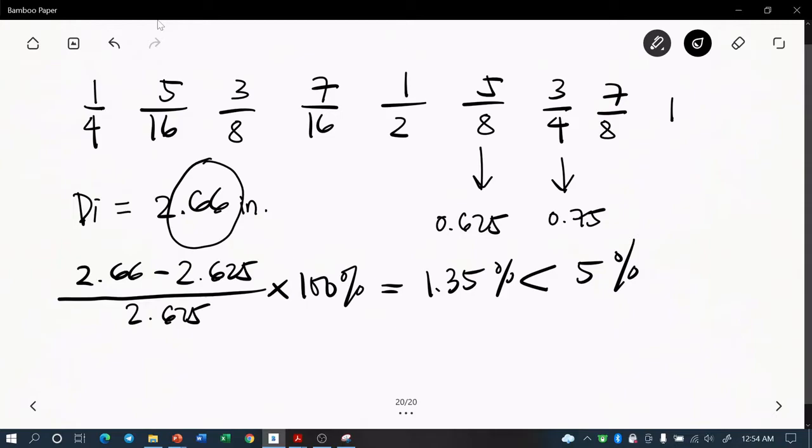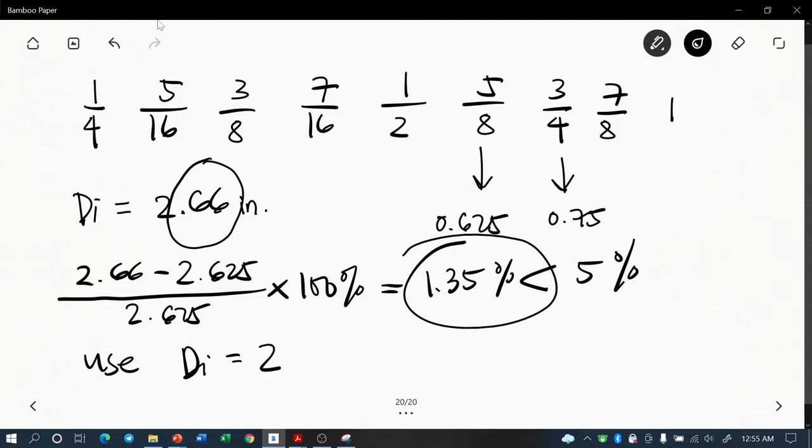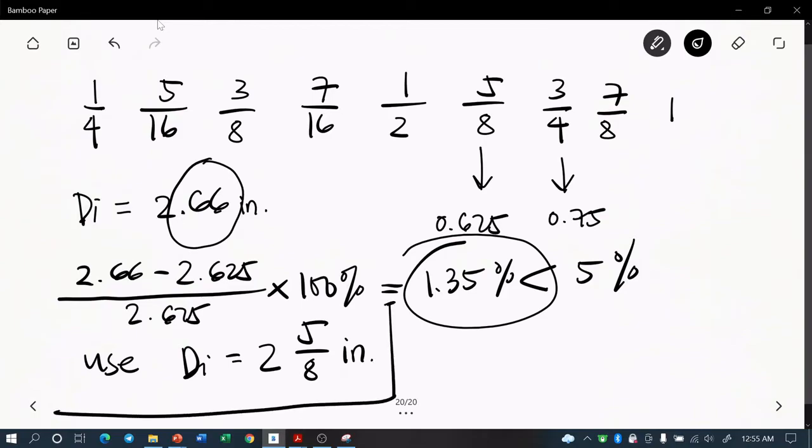So here our apparent computed percent difference is 1.35%, and this is obviously lower than 5%, so we're going to use the standard size of d sub I equal to 2 and 5/8 inches. Alright, so this is our standard size.